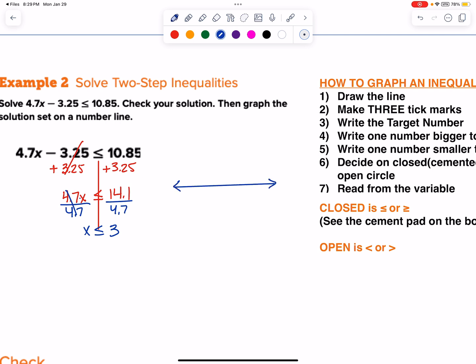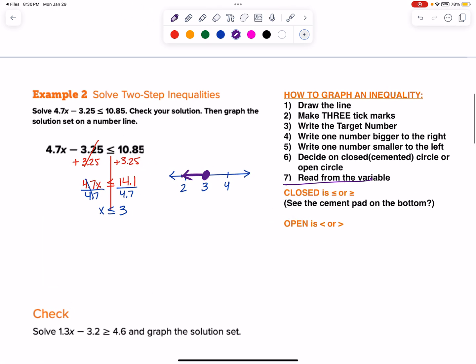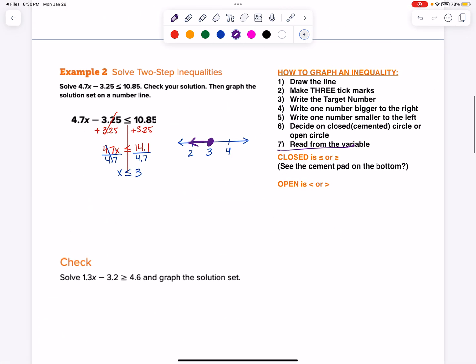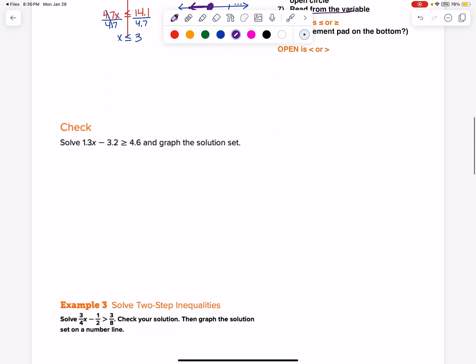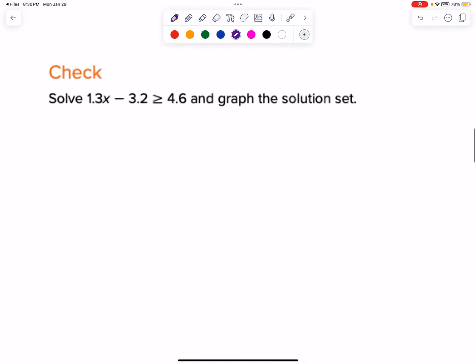Draw our line, make our 3 ticks, tick, tick, tick. We have a 3. One bigger is 4, one smaller is 2. Closed or open circle. What do you think? Yep, see that cement there? Closed circle. All right, we read from the variable. X is less than, so it goes to the left. Make it stand out, and there we go. Okay. All right, and that means any x that is less than or equal to 3 will be true for this inequality. Okay. All right, let's go to the check here.